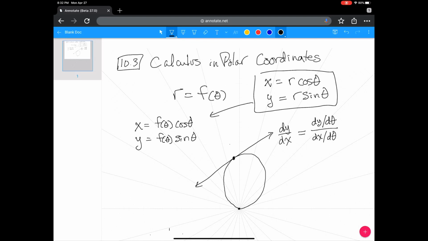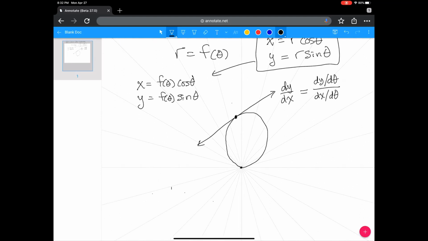And in 10.1, we got dy dx the same way, by getting dy dt over dx dt. So we're going to do the same thing for polar coordinates when written all in terms of theta, by getting dy d theta over dx d theta. Now, in order to do that, however, we have to see that x and y are both written in terms of theta as a product of functions. So when we take the derivative, we have to use the product rule, which we can do.